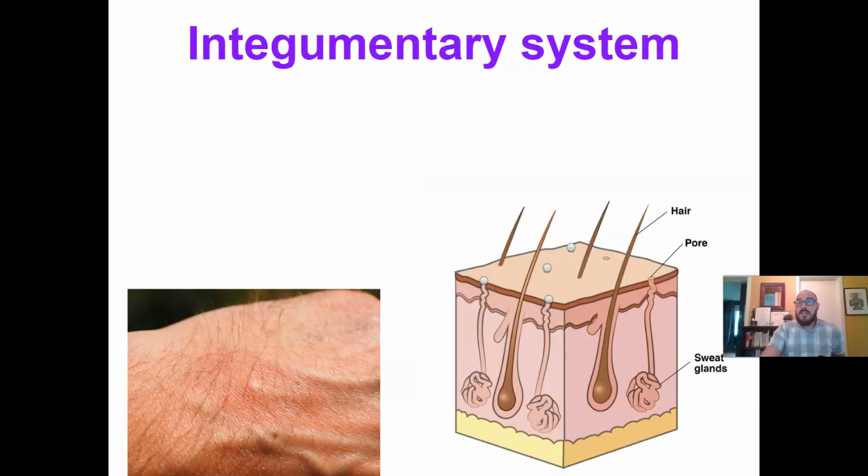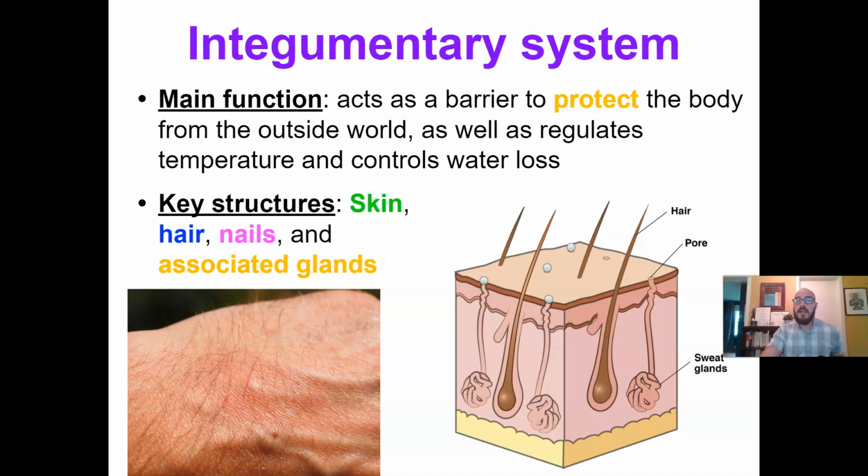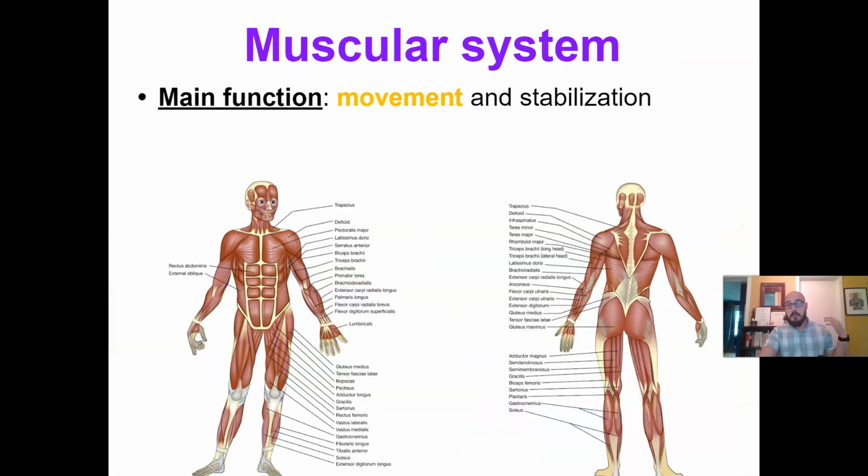Now we're on to the integumentary system. Integumentary system, what is that? It's basically an outer layer that protects your body from the outside world. This is going to be made of that epithelial tissue we talked about. And it's going to help regulate your temperature and control water loss, because we said 70% of us is water. We need to keep that water inside of us because chemical reactions take place really well in water. All right. So other things, well, here we go. You can have scales, you can have slime, hooves, feathers, fur, all of that stuff are different versions of an integumentary system.